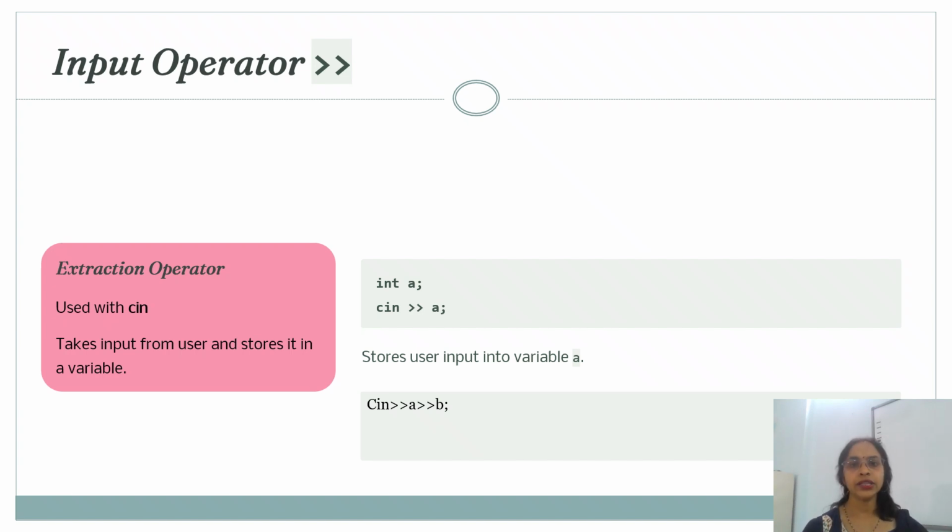We can also write it in chain form, that is, multiple input operators: cin extraction a, again extraction b. So here it takes both values of a and b and stores them in the variables a and b. This allows multiple inputs in one line. So it also reduces the code length and improves the readability.